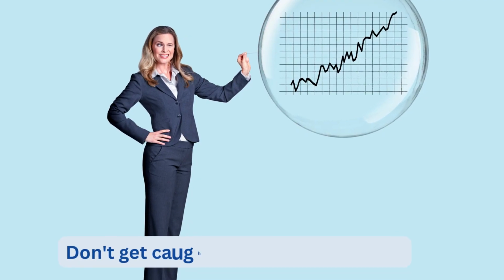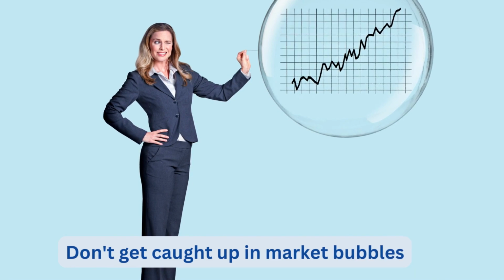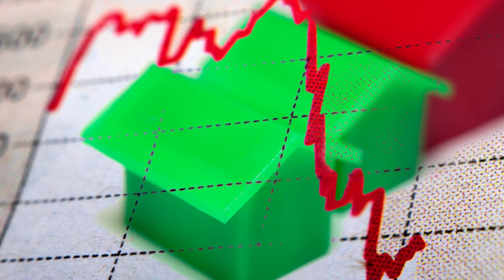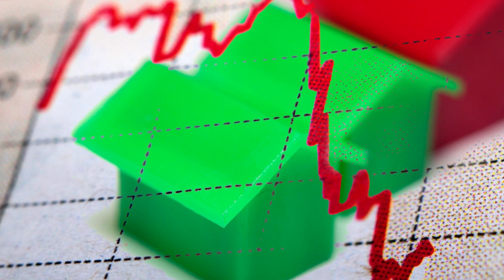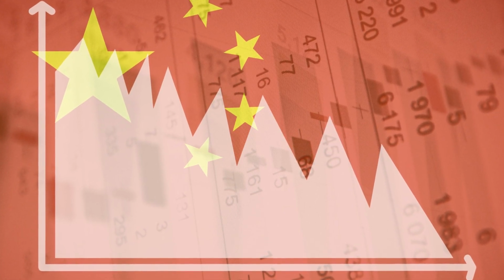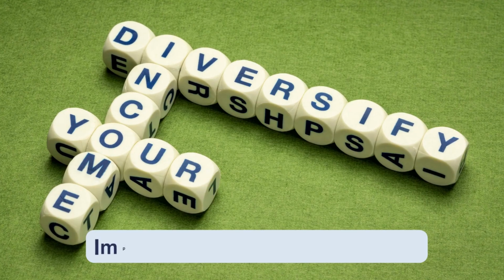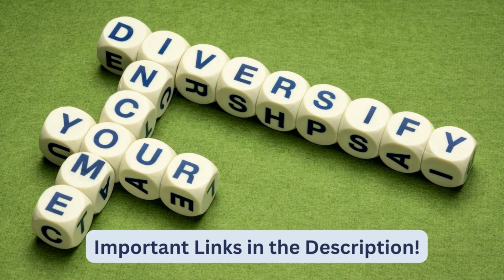5. Don't get caught up in market bubbles. Market bubbles occur when the price of an asset becomes significantly overvalued and eventually collapses. To avoid getting caught up in a market bubble, the book suggests diversifying your portfolio and avoiding overconcentration in a single asset or sector.